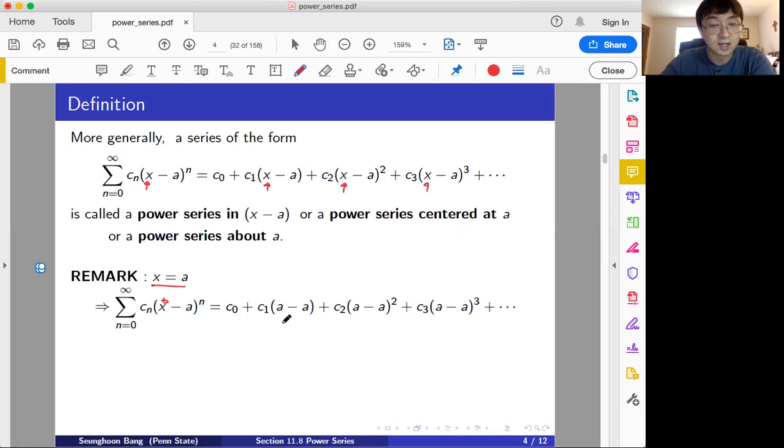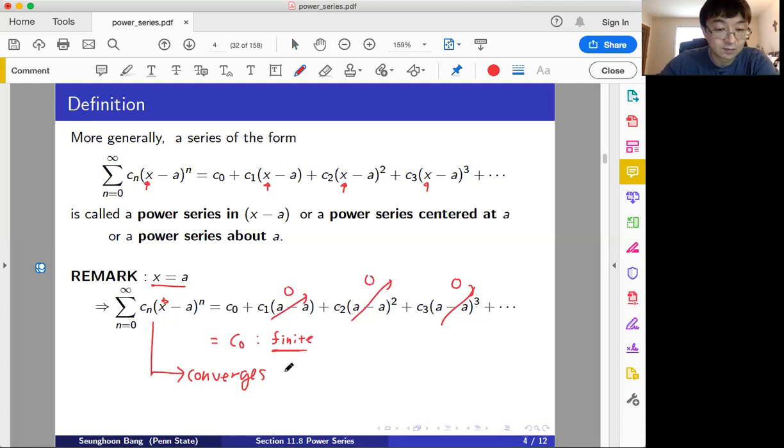This one, exactly, a minus a is 0. A minus a squared is 0. A minus a cubed is 0. What's that? This is exactly c0. C0 is a finite number. But what does it mean? This series has a finite number. The exact meaning is convergent. Converges if x equals a. So this is one good result.